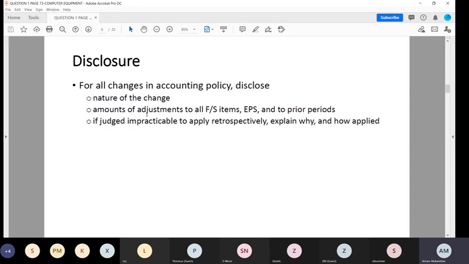The other part for the disclosure is all the amounts of adjustment. So what would be the impact on the financial statements due to that change? You should be able to do that. And the last part is if it is not possible to apply retrospectively. In other words, if you don't have information from the previous years, then you must explain why you don't have that information and you disclose it as such in the note.